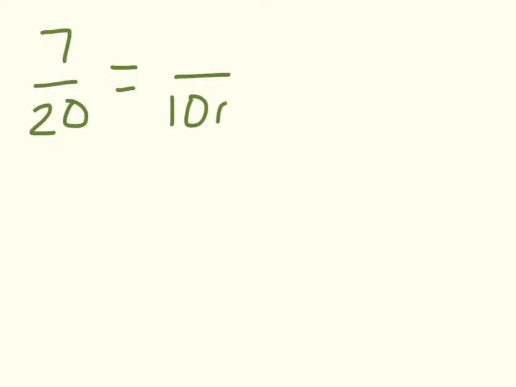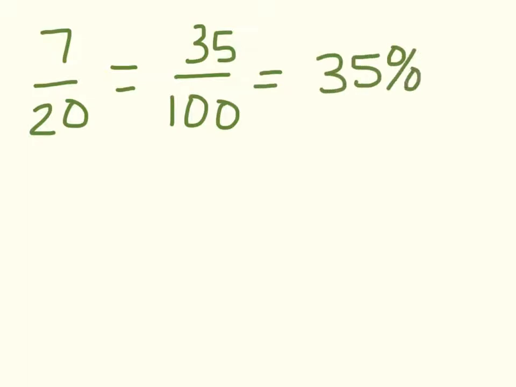For a quick review, how would you express 7/20ths as a percent? Correct. You would multiply both the numerator and denominator by 5, so that your denominator becomes 100. Your numerator becomes 35. Then you rewrite as 35%, or 35 per 100.